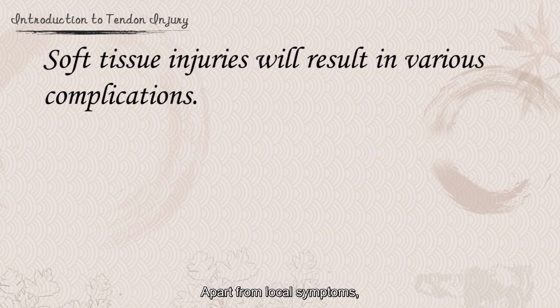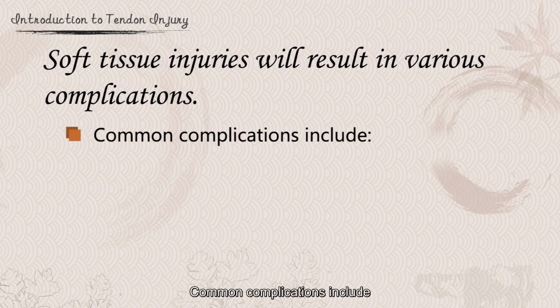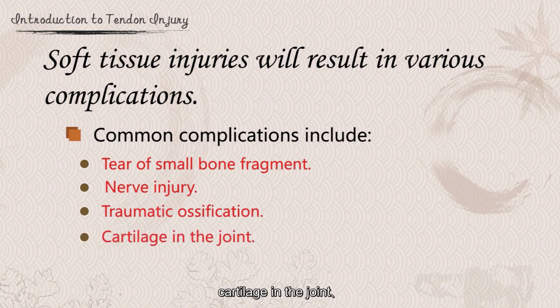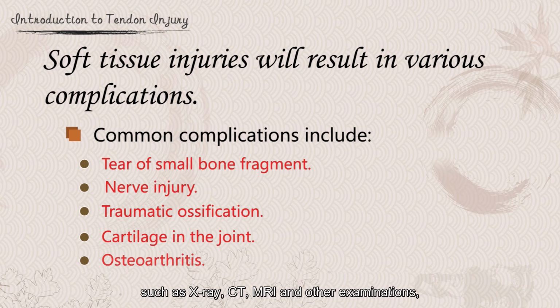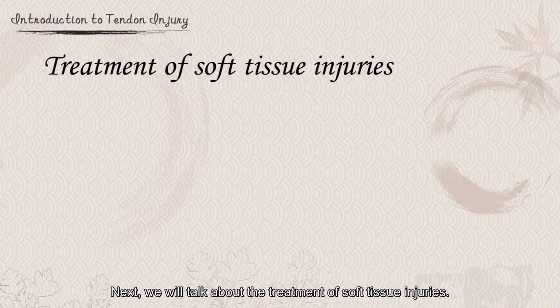Apart from local symptoms, soft tissue injuries will result in various complications. Common complications include tear of small bone fragment, nerve injury, traumatic ossification, cartilage in the joint, osteoarthritis. In the process of diagnosis, modern medical techniques such as X-ray, CT, MRI, and other examinations shall be combined to help confirm the diagnosis. Next, we will talk about the treatment of soft tissue injuries.